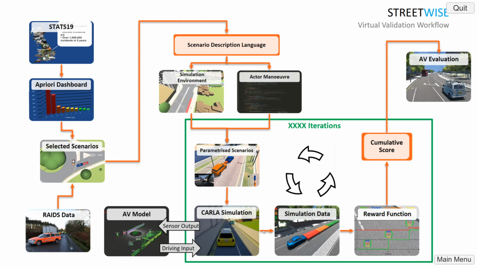Then data is recorded for each time step of the simulation, which is then fed into the reward function, which calculates the penalty points gathered, and then a cumulative score is calculated for that specific case. And then we run this loop however many iterations are needed, maybe thousands of times, which is then fed into a final evaluation report. So this kind of summarizes what we've done so far. Thank you for listening.